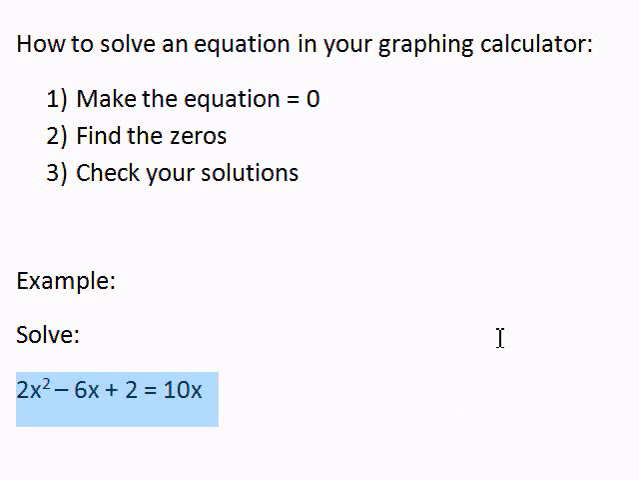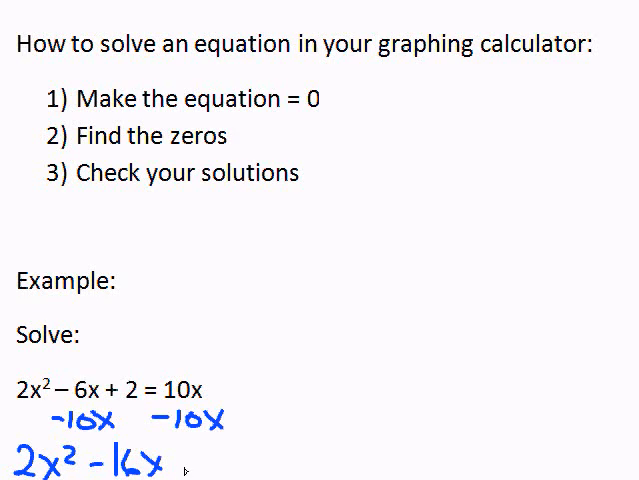And again, what we're going to do first is take that equation and make it equal to 0. So to do that, I'm going to subtract 10x from both sides, giving us 2x squared minus 6x minus 10x is minus 16x plus 2 equal to 0. So this is our function, and we're going to type that into our calculator.